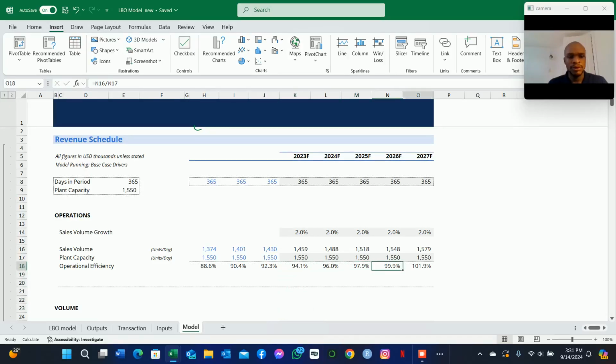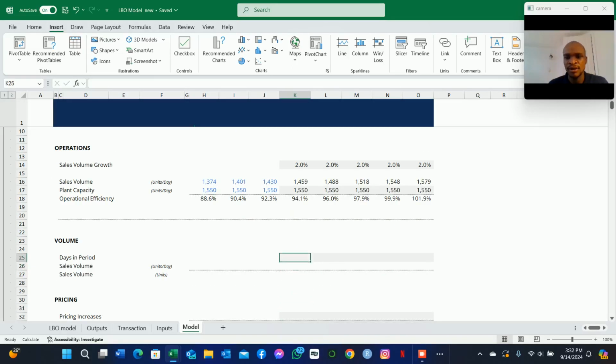As you can see, in the last year, we have a problem. So the volume is exceeding the maximum plant capacity. So you can see it exceeds 100%, and we have to flag that to the management.